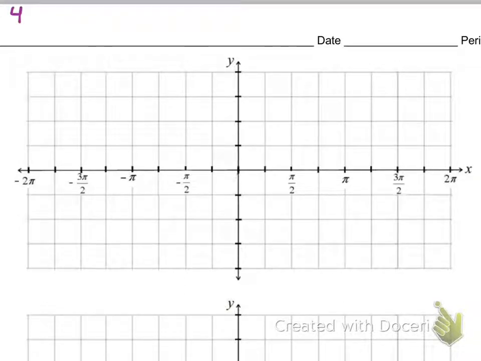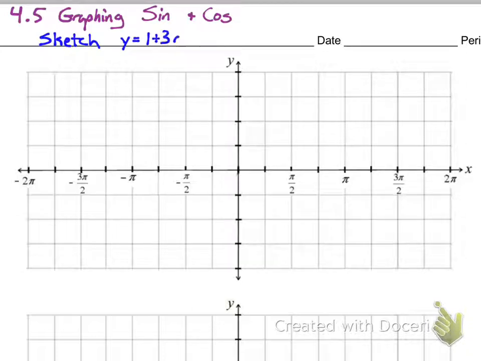Hey everyone, Mr. Newman here, and we're going to look at the 4.5 standard again, and I'm actually going to give you guys some pointers or tips for when you're graphing sine and cosine. So first of all, let me give you the problem I'm going to do. I'm going to try to sketch this graph right here, or this equation right here, and I'm going to show you the order in which I'm going to do that.